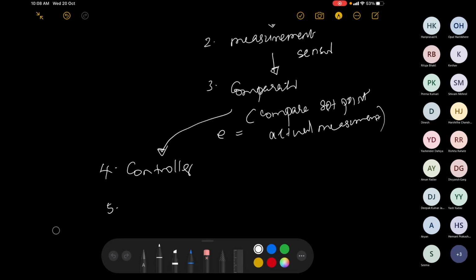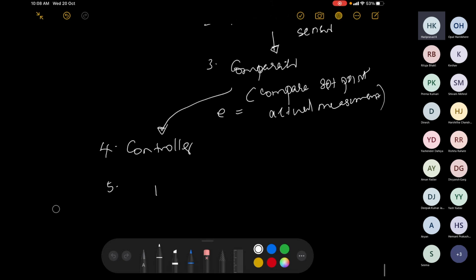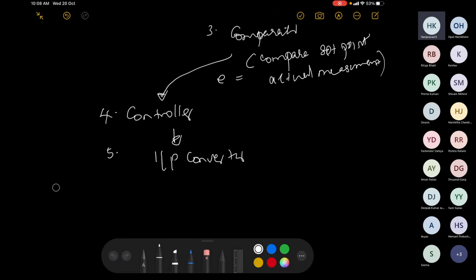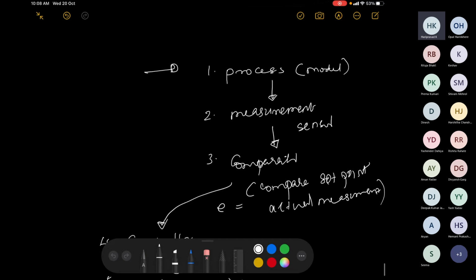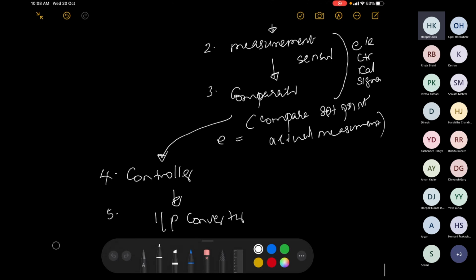The controller would of course give a controller output, and this would most likely go to an I2P converter, because you need to send it to the control valve. Before going to the control valve, you need a mechanism that converts this. See, this is a physical variable, it could be temperature or pressure. From here onwards, these are all electrical signals, because the sensor is going to convert your physical variable into an electrical signal.